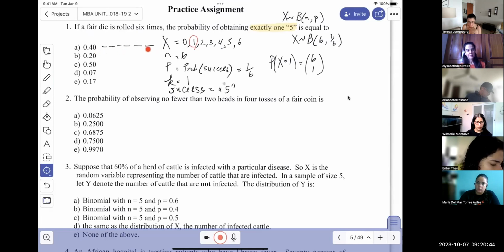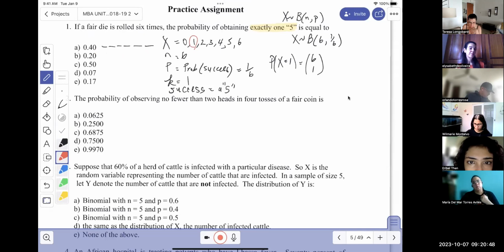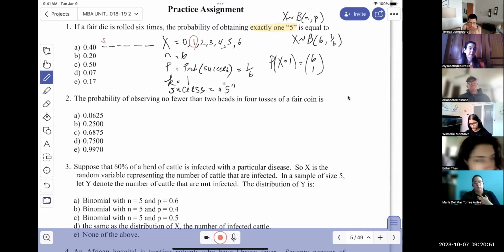So these are the possible outcomes rolling 6 times. And one success can look like that. The first one's a success and the other one's a failure. So in other words, you get a 5 and then you get a different number than 5, and a different number than 5, and a different... that's what it means.